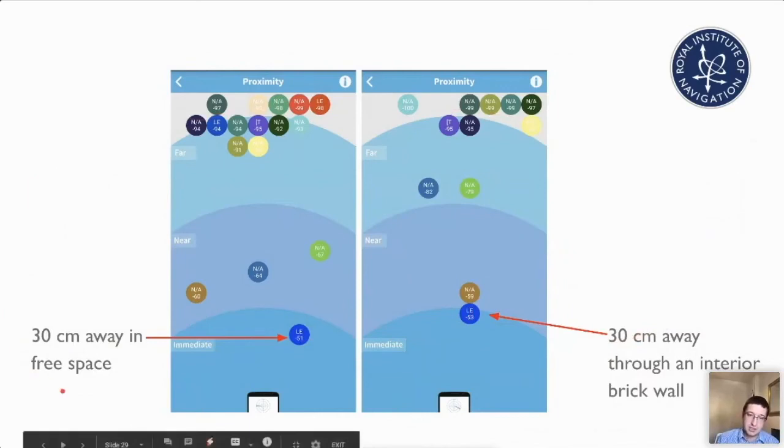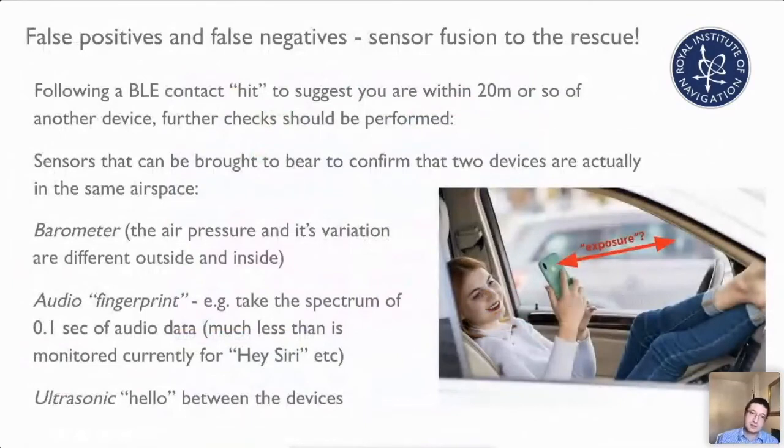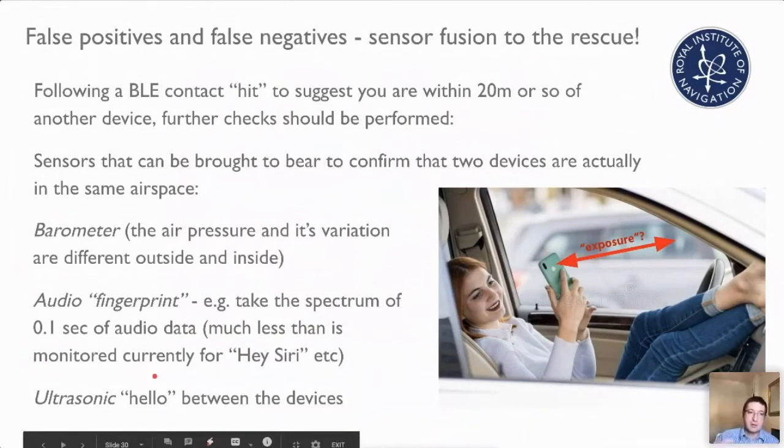So this is one of the big challenges. Bluetooth isn't giving us a good estimate of whether we're in the same airspace as someone else. It's just telling us whether we are within a similar latitude and longitude to them, but there could be barriers in the way. So to get around this, we need to bring other sensors to bear. And because coronavirus is being carried by breathing, coughing, and sneezing through the air, it's a good idea to bring sensors to bear that help to confirm whether we are in the same airspace.